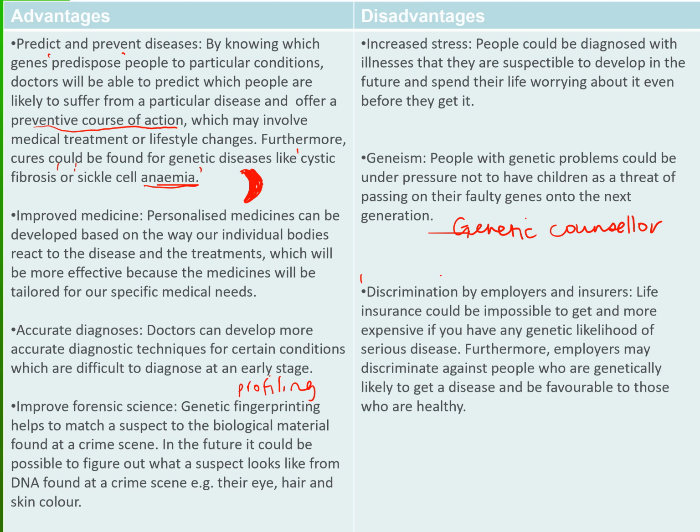This could lead to discrimination, though, by employers and insurers if they know you have a higher likelihood of getting a serious disease later on in life. So employers may discriminate against people who are genetically likely to get that disease and be favourable to those who are healthy. Insurers might charge people higher premiums, in other words, higher amounts to pay for their insurance, for holiday insurance, for car insurance, for life insurance, okay?